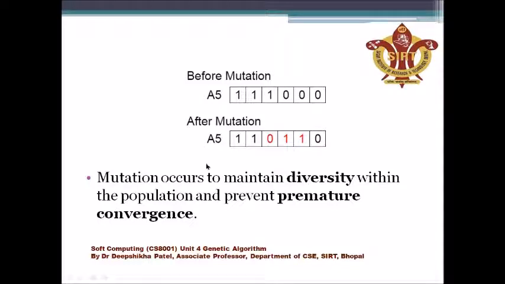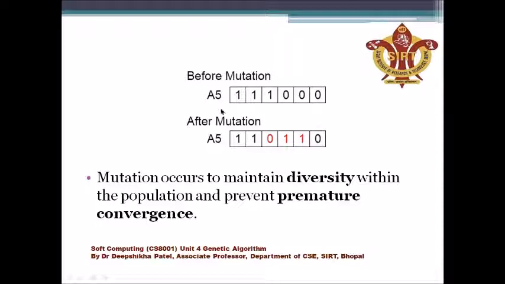So what exactly is mutation doing? Before mutation, the generated offspring A5 was 111000. When we mutate, or flip some bits or genes of A5, after mutation it becomes 111011.